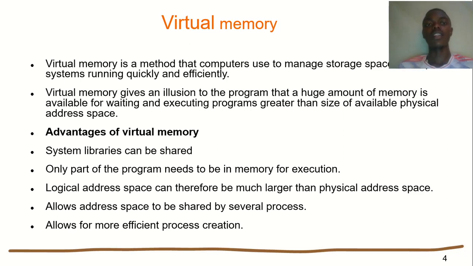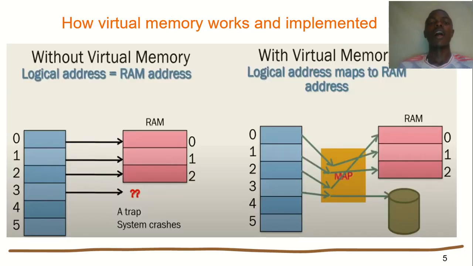So the advantages of virtual memory are: system libraries can be shared. Only part of the program needs to be in the memory for execution, not the whole program. Logical address space can therefore be larger than the physical address space. It allows address space to be shared by several processes. It allows more efficient process creation. And this will explain how virtual memory really works.